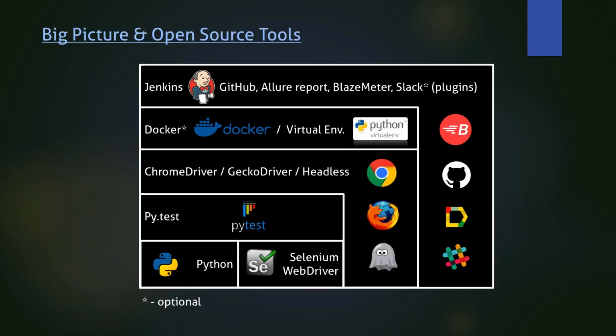On top of everything, we want to implement all of our tests inside Jenkins. For example, you can use TeamCity, you can use other continuous integration tools. And the relevant plugins that I'm using are GitHub, of course, Allure Report for report generation, and Slack for getting notifications about tests that passed and failed. So this is the big picture, as I said, and this is how I built my test.